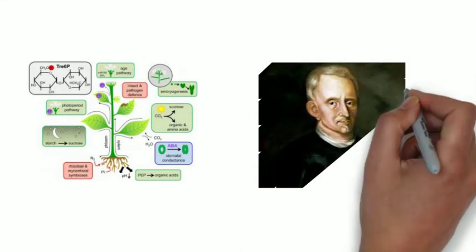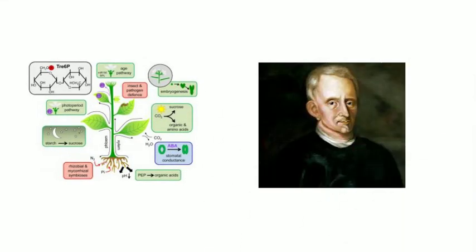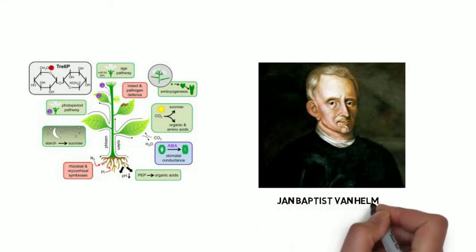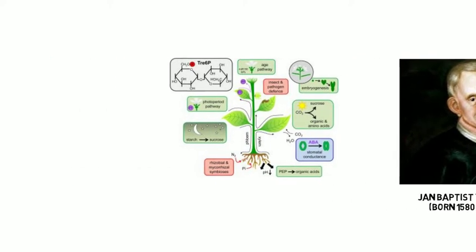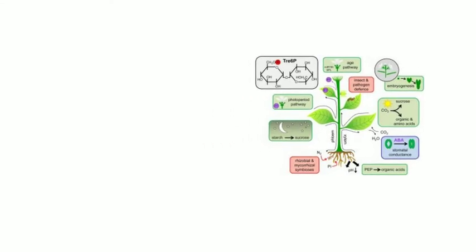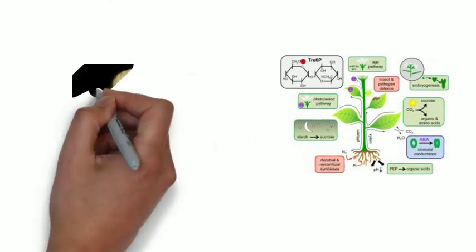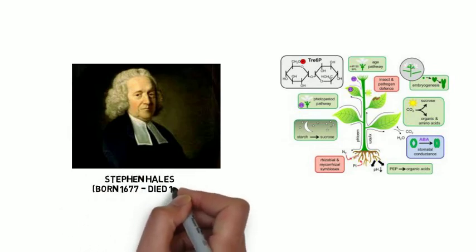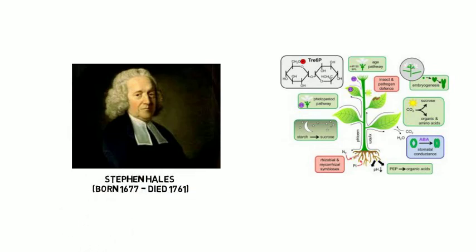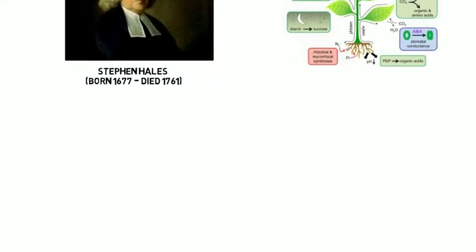In 1648, the Belgian chemist and physiologist Jean-Baptiste van Helmont, born 1580, died 1644, published the first experiment in plant physiology. In 1727, the English clergyman Stephen Hales, born 1677, died 1761, who is considered the father of plant physiology, published many experiments in his book Vegetable Statics.